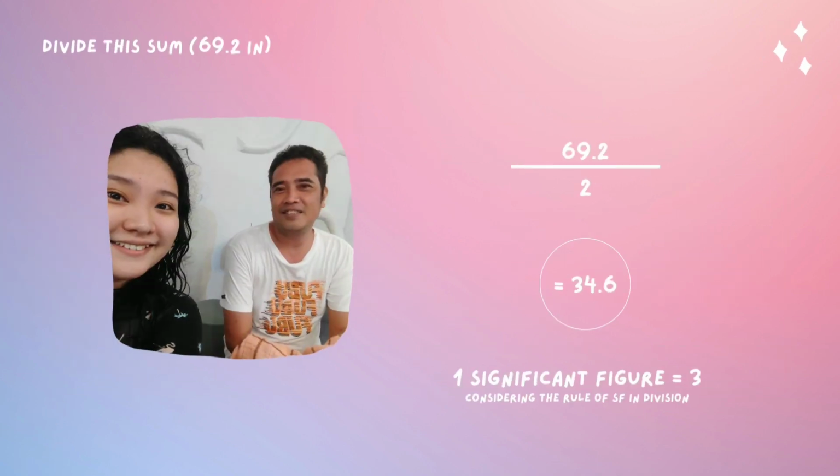Additionally, it is also said in the task that we should divide it by the number of people living in our household. So here is my father. We are only 2 living in our household, so we will divide it by 2. So 69.2 divided by 2 is equal to 34.6.